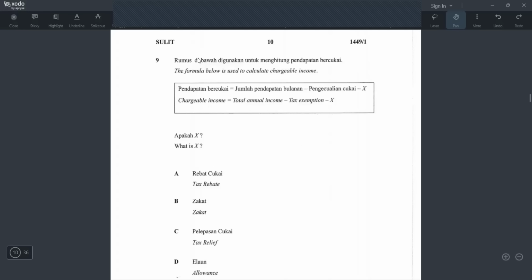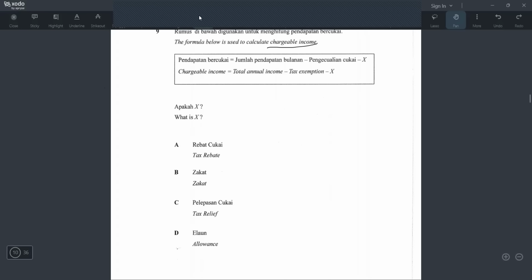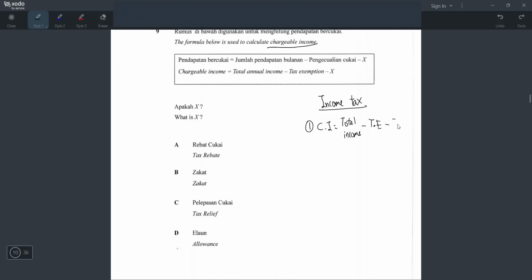Okay, number 9. The formula below is used to calculate chargeable income. So what is X? So let's talk about income tax. So the income tax has a lot of steps, right? The first step is to calculate your chargeable income first. And the formula is you take your total income, you minus your tax exemption, and you minus your tax relief.